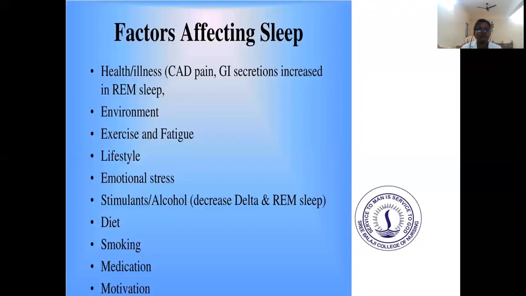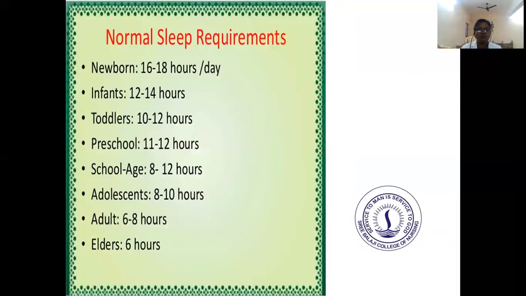Likewise, factors affecting sleep: health and illness, environment, exercise and fatigue, lifestyle, emotional stress, stimulants like alcohol, diet, smoking, medication, motivation. What are the normal sleep requirements? Newborn, 16 to 18 hours a day. Infants, 12 to 14 hours. Toddlers, 10 to 12 hours. Preschool, 11 to 12 hours. School age, 8 to 12 hours. Adolescent, 8 to 10 hours. Adult, 6 to 8 hours. Elders, 6 hours.